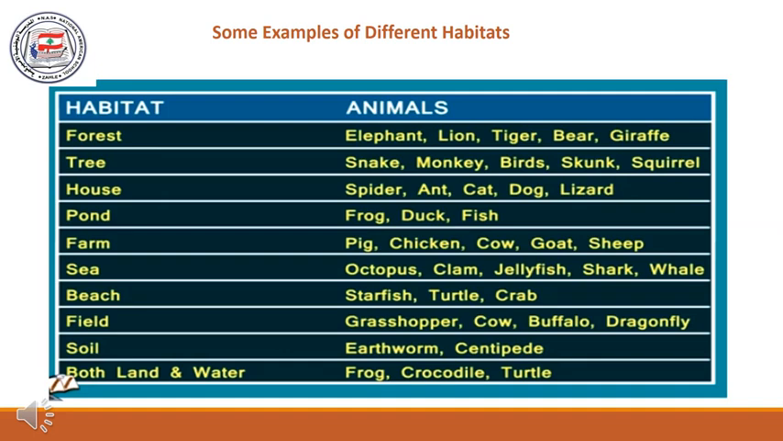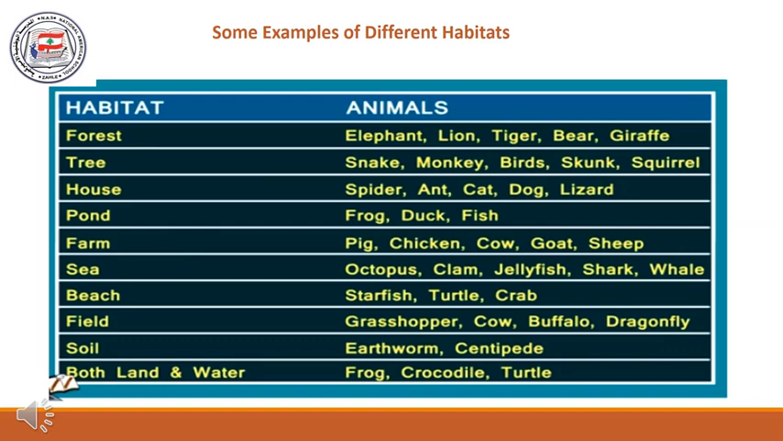Here we are going to be more specific about some examples of different habitats. So a habitat could be a forest. For some kinds of animals, a tree could be the house, the natural house of other kinds of animals like the snake, monkey, birds, squirrels. They live on trees. A house for spiders, ants, cats, and other animals. A pond could be a habitat, a farm, the sea. The beach is the habitat of some animals. So the turtle, the crab, the starfish, they live on the beach, so their habitat is the beach.